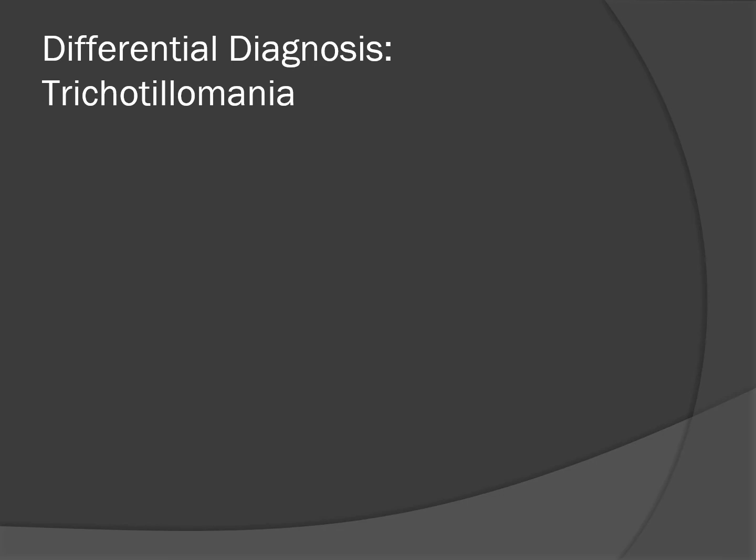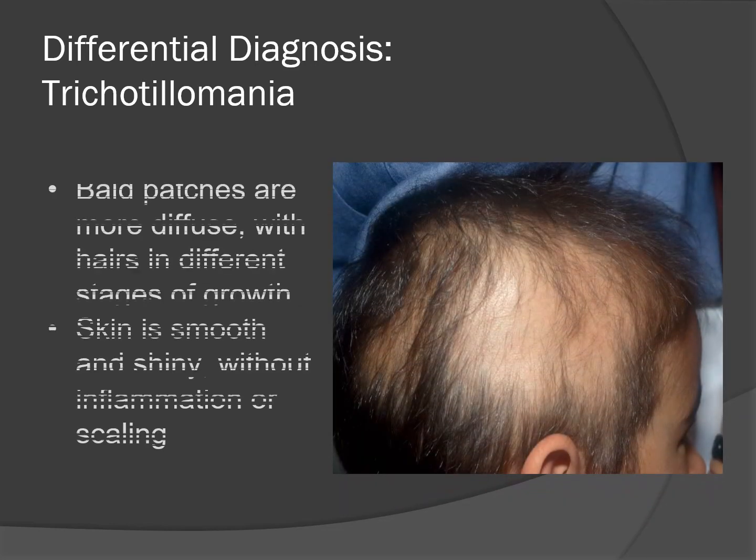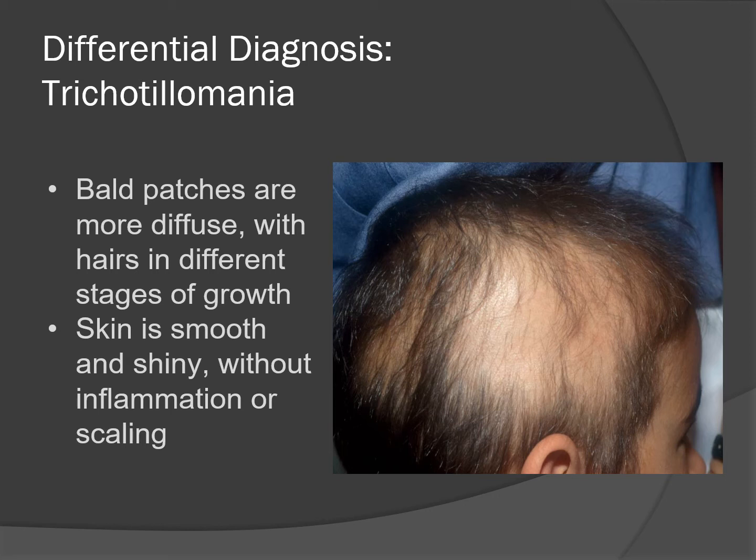Trichotillomania is a tic. It's a compulsion of the patient to pull at their own hair, leading to truly bald patches that look like alopecia areata but are more diffuse, with the presence within them of hairs in different lengths or stages of growth, which correlate to the different times in which the patient pulls out strands of their own hair. The skin in this lesion is smooth and shiny, again without inflammation or scaling.